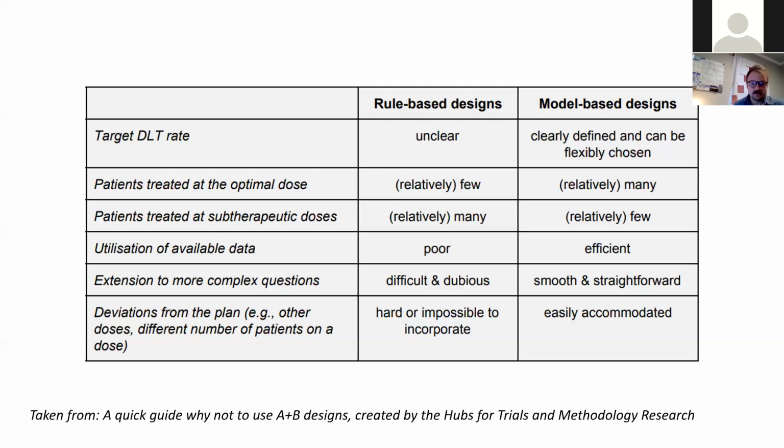So where the goal of a dose escalation study is to understand a dose-response relationship, only the model-based approach will be expedited, whereas the 3+3 designs do not really adequately characterize the dose-response curve and therefore are kind of useless. The other big thing is if we need to deviate from our plan, like adding other doses or looking at a different number of patients on doses, it's really hard and near impossible to do that with a 3+3 design. Whereas with model-based approaches, this usually can be easily accommodated.